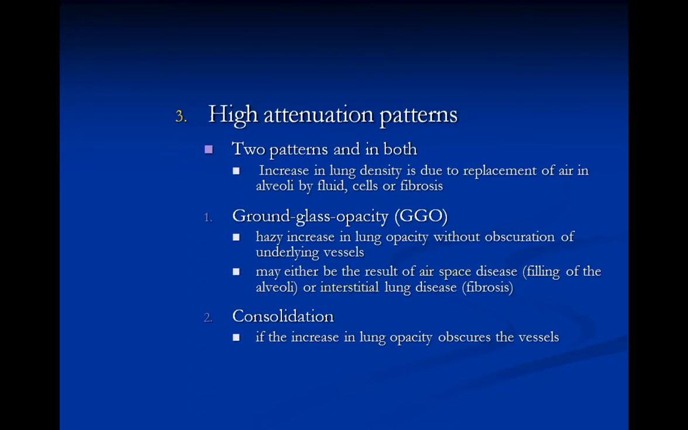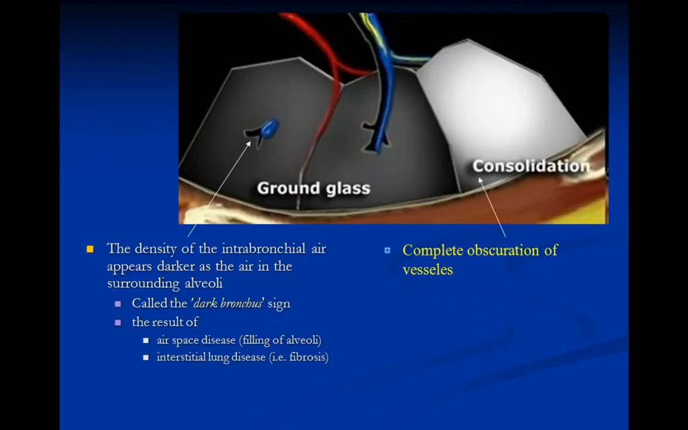Now high attenuation: there is ground glass opacity and consolidation. The density of the intrabronchial air appears darker than the air in the surrounding alveoli. There is a dark bronchus sign. If there is intrabronchial air in the presence of consolidation, we can find the air bronchogram sign. This air bronchogram sign is also called the dark bronchus sign because of the presence of intrabronchial air.